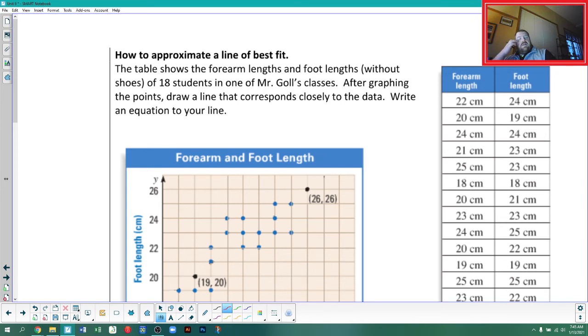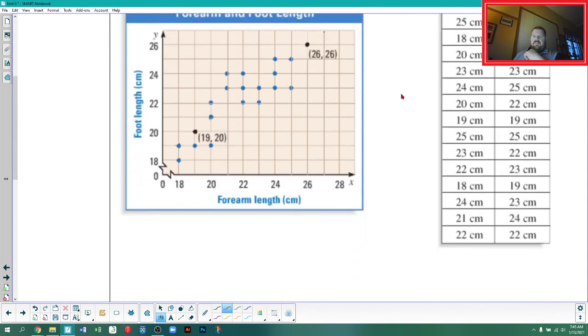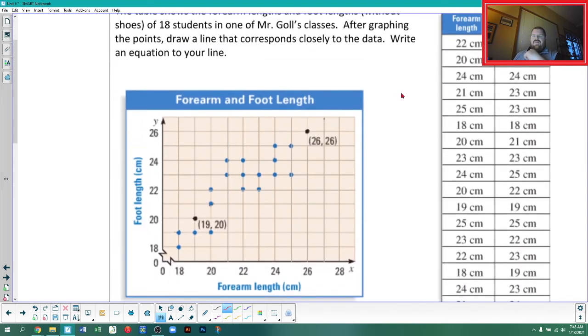So here we're going to look at an example that's going to help us approximate a line of best fit. It says here that the table shows the forearm lengths and foot lengths without shoes of 18 students in Mr. Gall's classes. After graphing the points, draw the line that corresponds closely to the data and write the equation of the line. And this is what we're going to end with. I did the graphing part for you, so we don't have to worry about that.